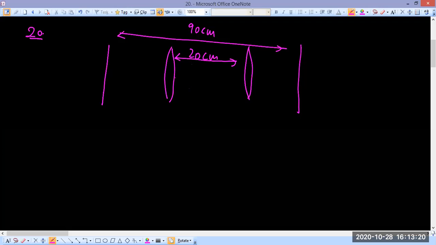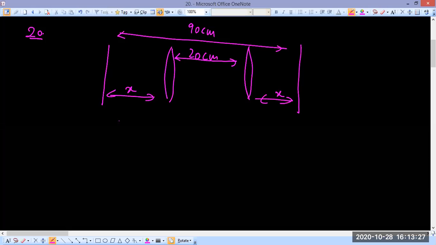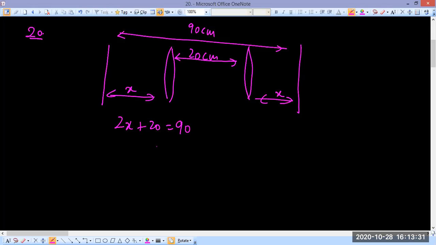This is 90, 20. So if you take this as x, then this will also be x, right? So that clearly tells you that 2x plus 20 is 90. Clear? Okay, so x is equal to 35 centimeter.